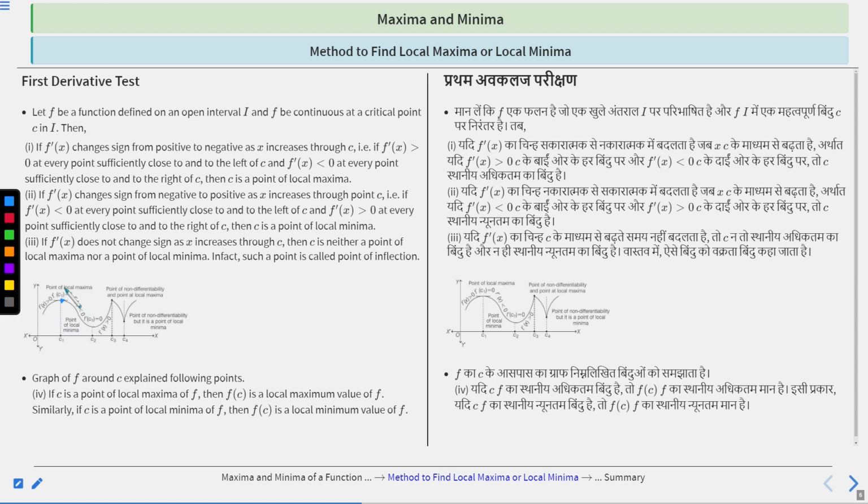So at this critical point, f'(x) is changing from positive to negative. So this is the point of local maxima. Clear?